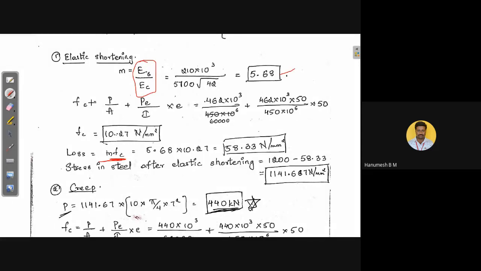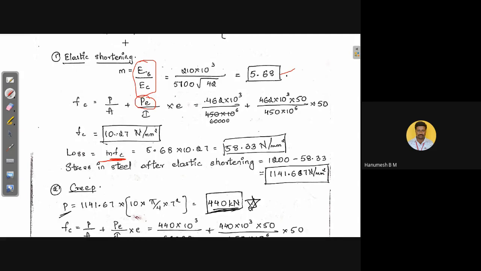You have the equation: stress in concrete at the level of steel is equal to P divided by A plus P into E divided by I into position of the steel. This P into E indicates the moment due to pre-stressing force, and this E indicates the position of the steel. Where is the position of the steel from the centroidal axis of the concrete? It is eccentricity.